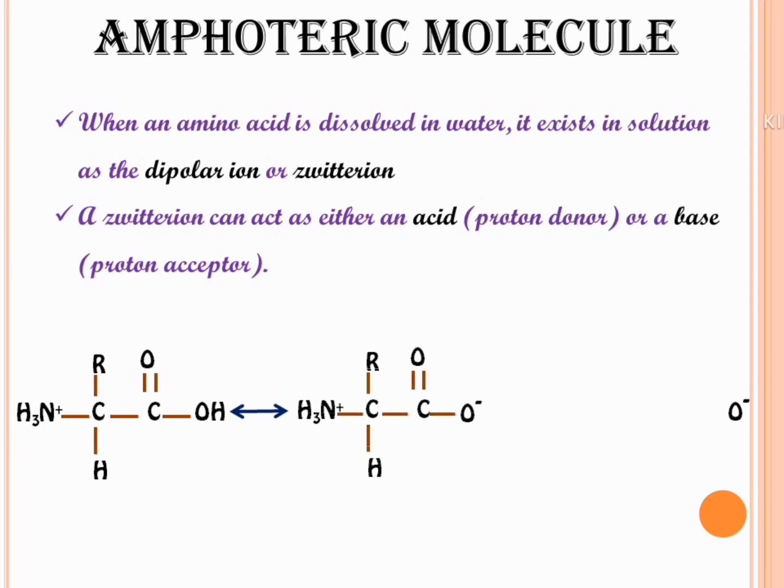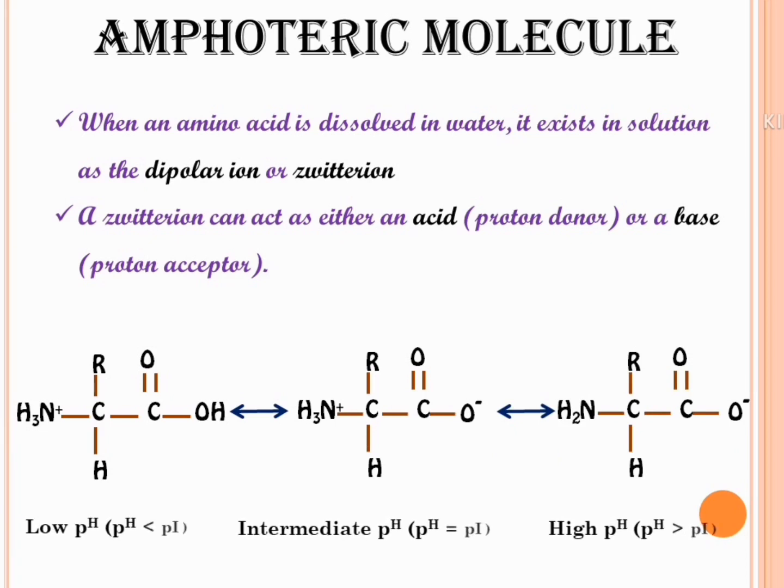At high concentrations of hydrogen ions, that is low pH, the carboxyl group accepts a proton and becomes uncharged, so that the overall charge on the molecule is said to be positive. Similarly, at low concentration of hydrogen ion, that is high pH, the amino group loses its proton and becomes uncharged. Thus, the overall charge on the molecule is said to be negative.